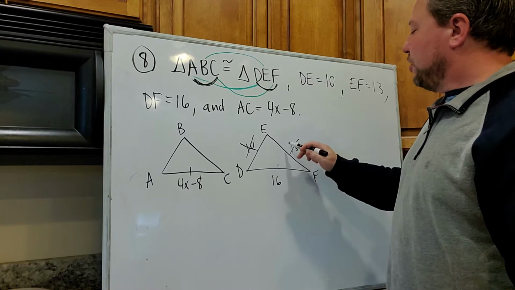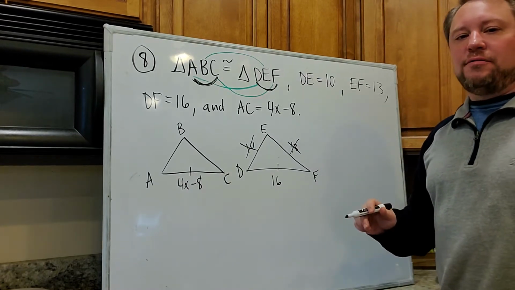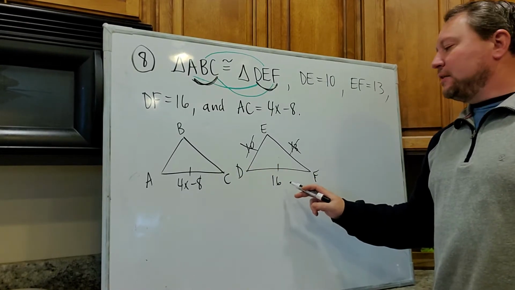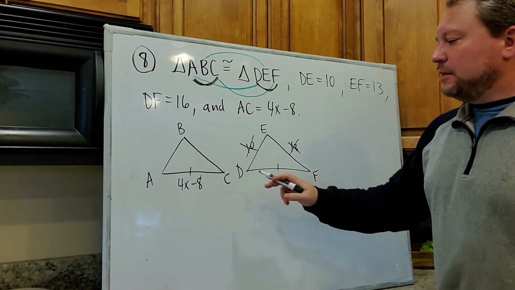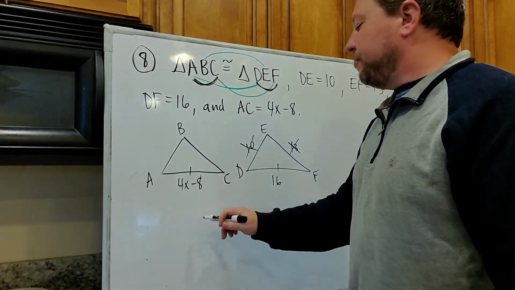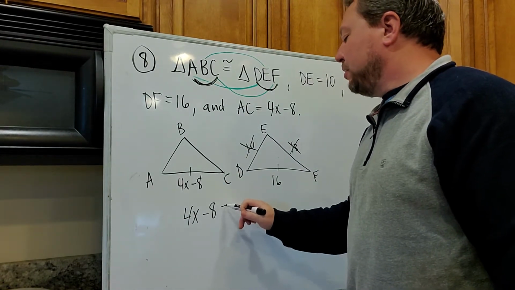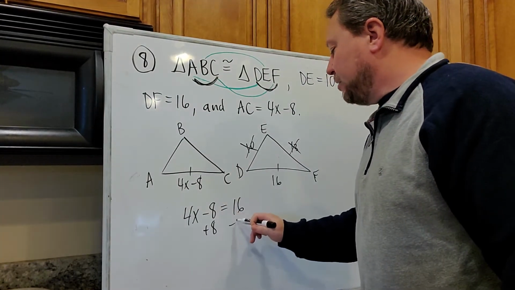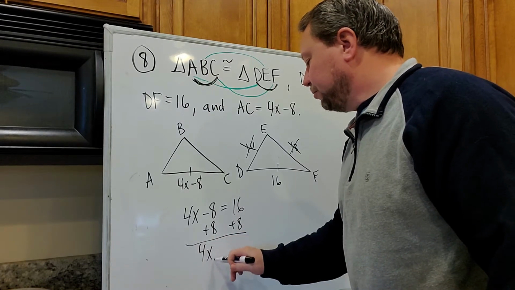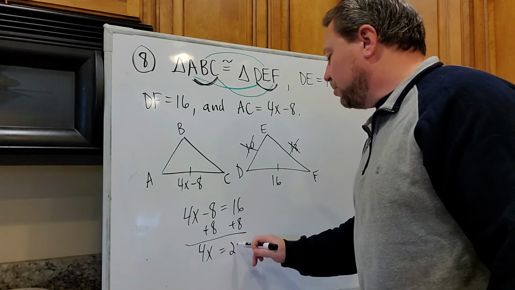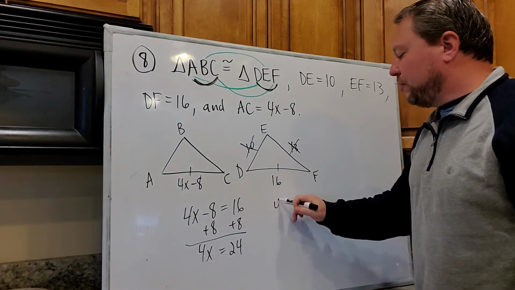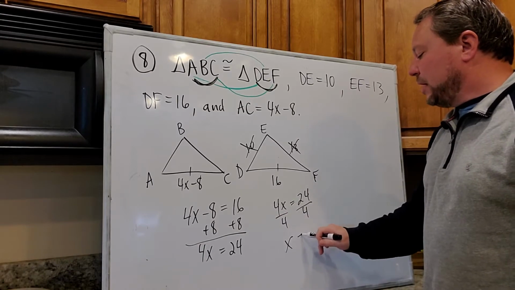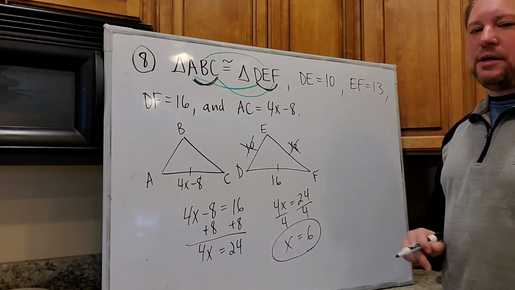The rest of this is useless information. The 10, the 13, they were just there to throw you off. They wanted to see if you could figure out which side corresponds. In this case, the DF side that was 16 is going to match the 4x minus 8. So there's our algebra equation. 4x minus 8 equals 16. We're going to add 8 to both sides. That gets us up to 4x equals 24. And then, of course, we're going to take that and divide it by 4 to get x. X is 6 on this problem.